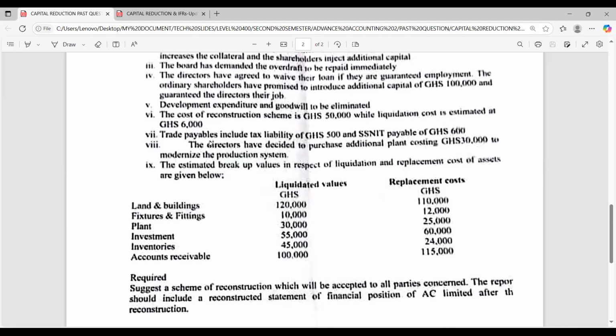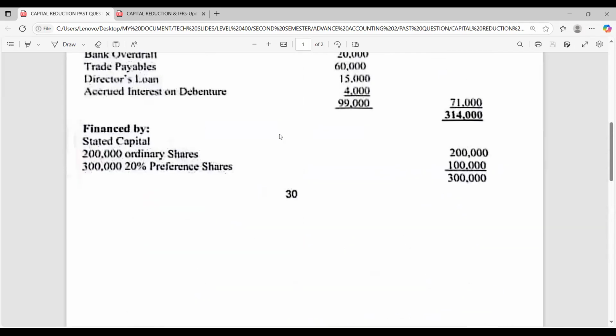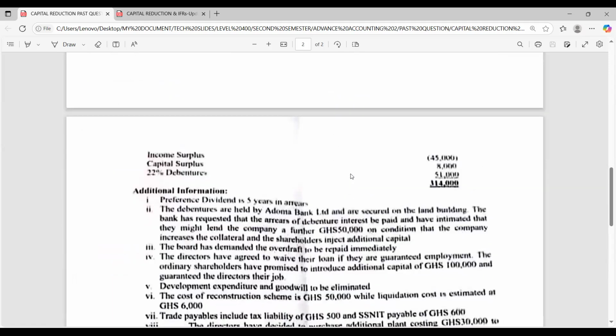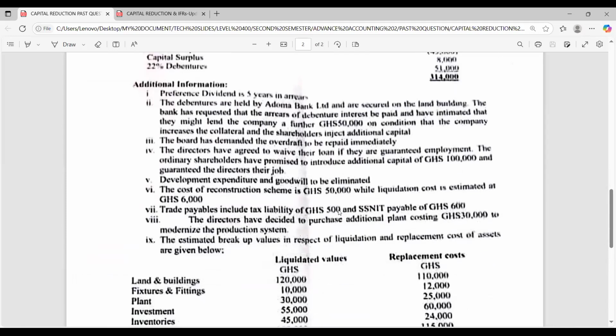Then trade payables include tax liabilities. So the trade payables that we are seeing of 60,000 include a tax liability of 500 and a payable of 600. Which item number is this? Preferential treatment. So the 500 and the 600 are for preferential treatment.